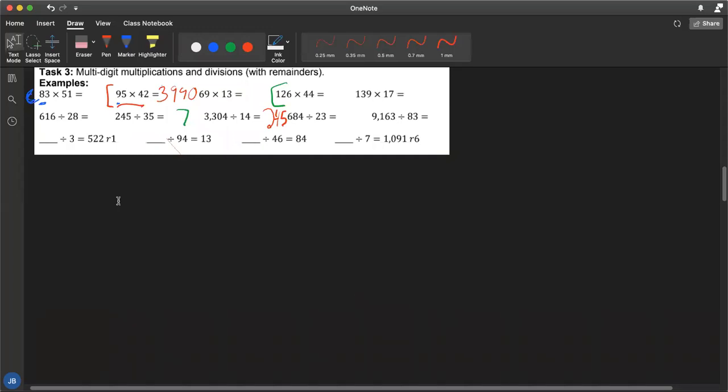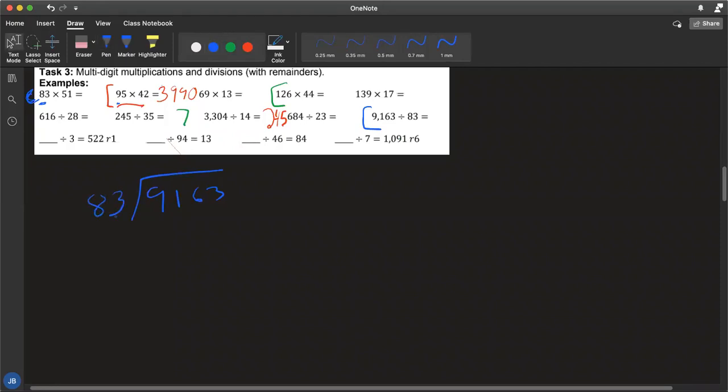All right, let's see. Hannah, would you like to do, or wait, let's see. Hannah, you already did one. Alina, I don't think you did one of these yet, right? Would you like to do the next one? Right here. That one? Yes. So we'll do 9,163 divided by 83.